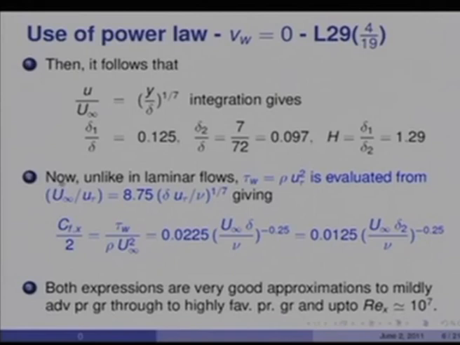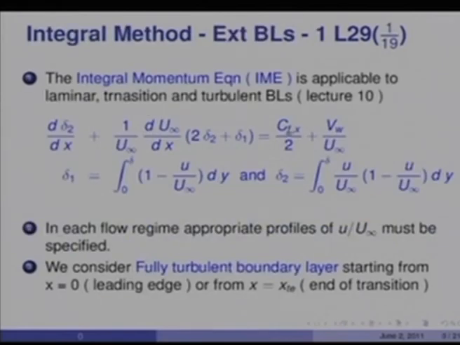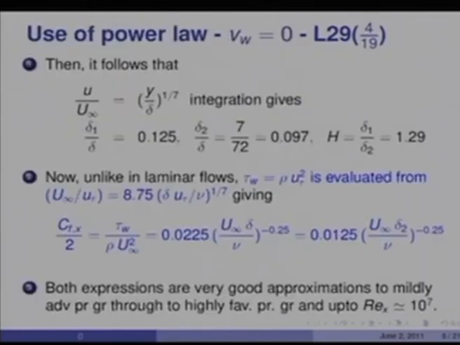Now, in order to evaluate the C_fx part that you need here, essentially C_fx by 2 equals tau wall by rho u infinity squared, and that can be evaluated quite easily from this expression: u over u tau equal to 8.75 (delta u tau by nu) raised to 1/7. So, you will see if I multiply both sides by u tau, I get u tau raised to 8/7 equal to the rest, and therefore I can reorganize this equation, because u tau, as we know, is the square root of tau wall by rho, and therefore C_fx by 2, that is tau wall by rho u infinity squared, would simply become 0.0225 (u infinity delta by nu) raised to minus 0.25.